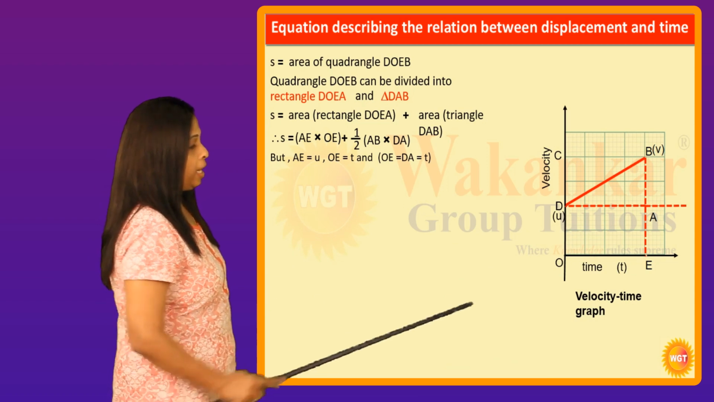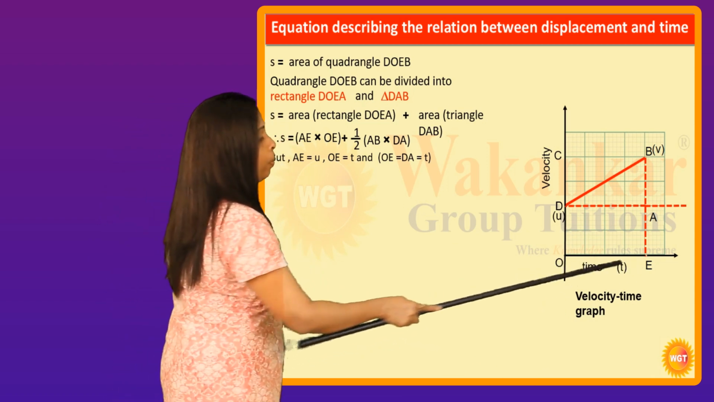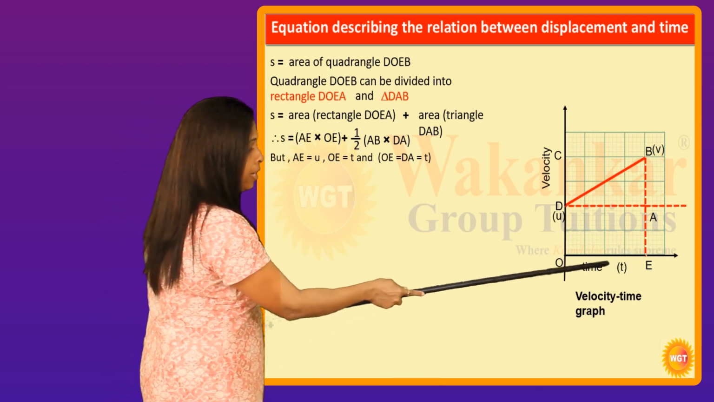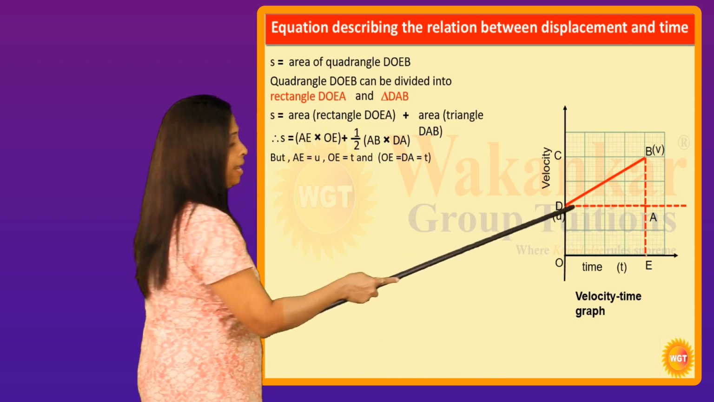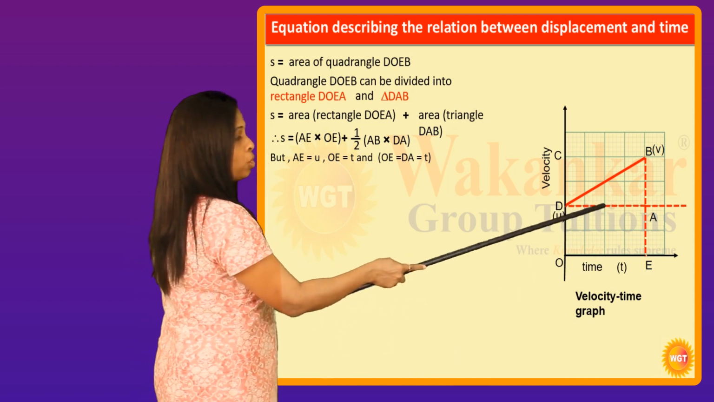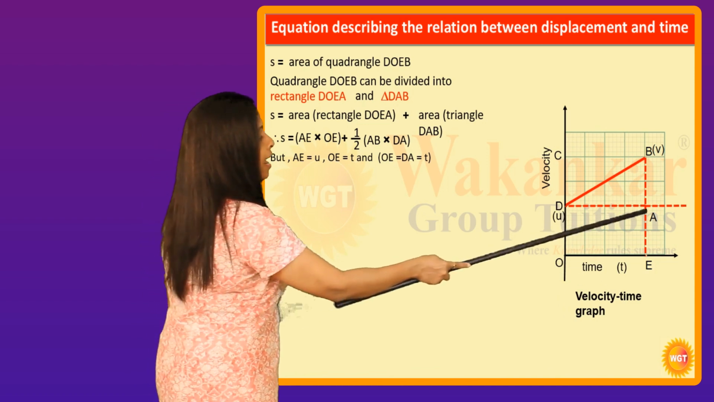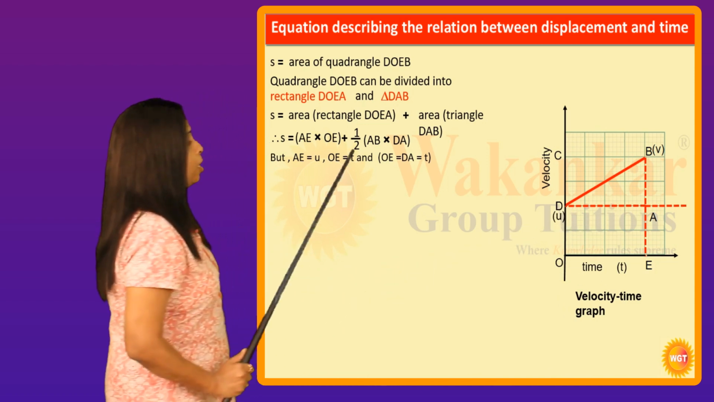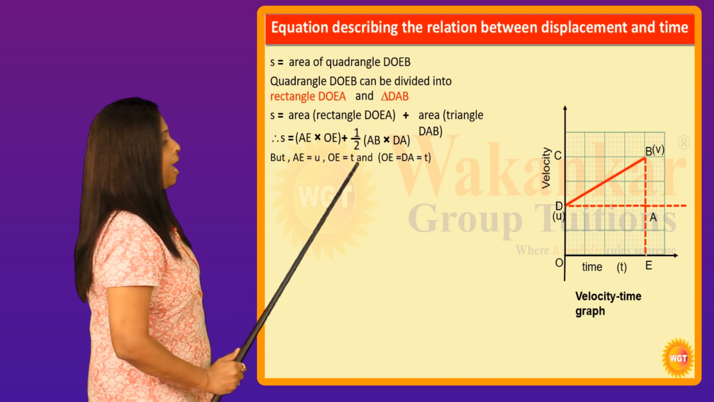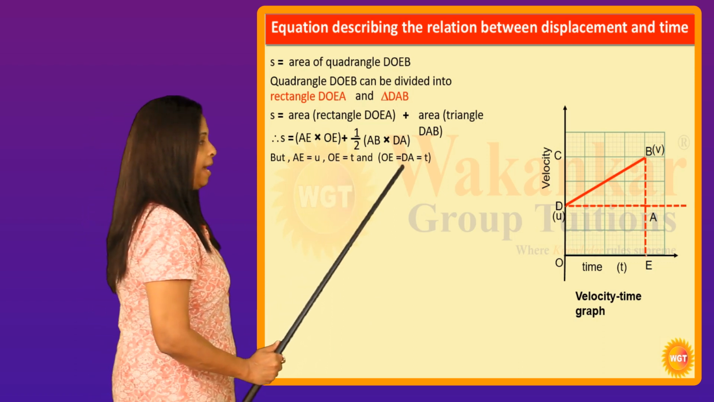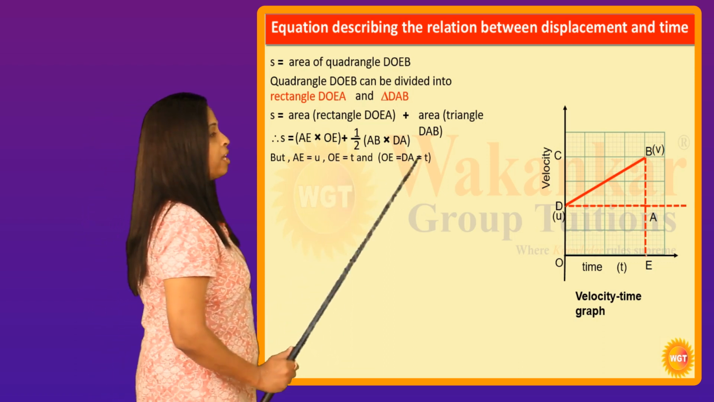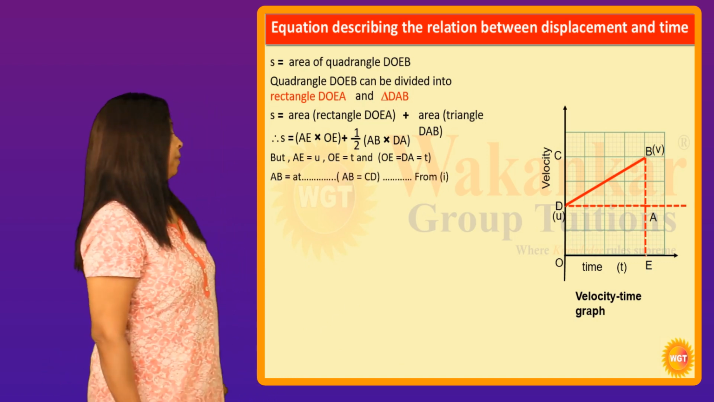OE is equal to t. Now, this OE is equal to AD. As OE is t, AD will also be t. So, OE equal to t and OE equal to AD, or DA, is also equal to t.